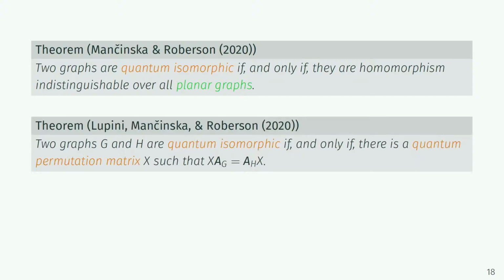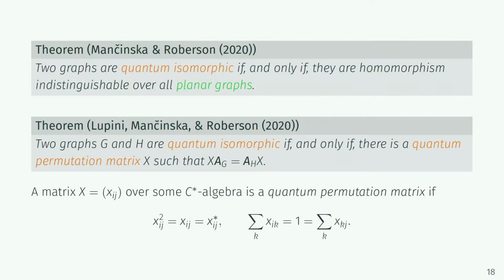So it was shown that two graphs are quantum isomorphic if and only if there's a quantum permutation matrix X that commutes with the adjacency matrices. So A_G and A_H are the adjacency matrices of the two graphs. X is a quantum permutation matrix. And what is that? A quantum permutation matrix is a matrix over some unspecified C-star algebra, so some potentially infinite dimensional algebra, that satisfies these identities. The entries square to themselves and are self-adjoint, and the rows and columns sum to 1.